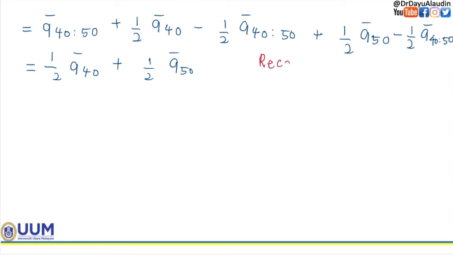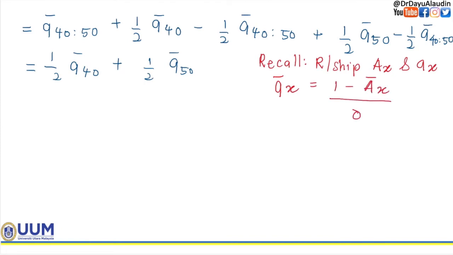Recall the relationship between insurance and annuity. So a-bar X, the annuity, is equal to 1 minus A-bar X over delta. So we can find the annuity at 40 using insurance.